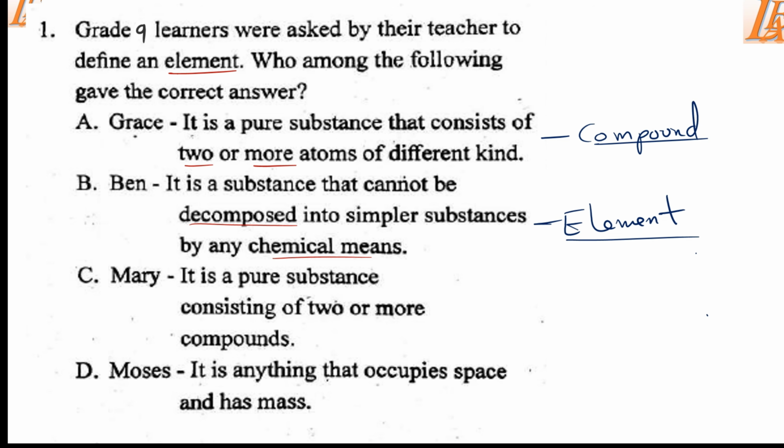Then C, Mary said, it is a pure substance that consists of two or more compounds. In this case, if she had added which are physically combined, it would qualify to be a definition of a mixture. And then D, Moses said, it's anything that occupies space and has mass. This is a definition of matter. So in this case, the correct answer for an element is the one that Ben gave, that is B, that it is a substance that cannot be decomposed into a simpler substance by any chemical means.